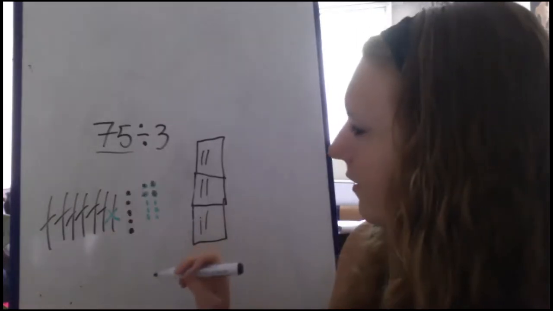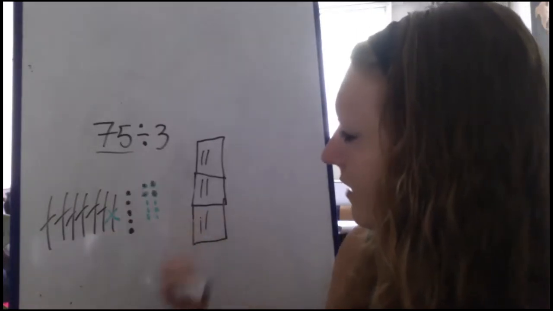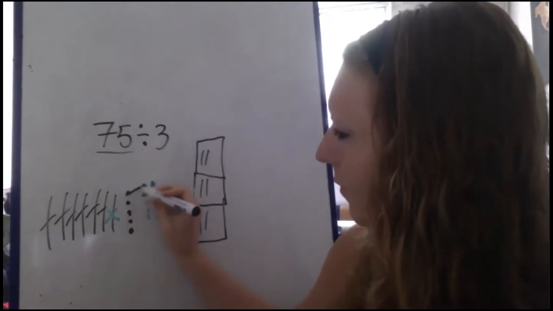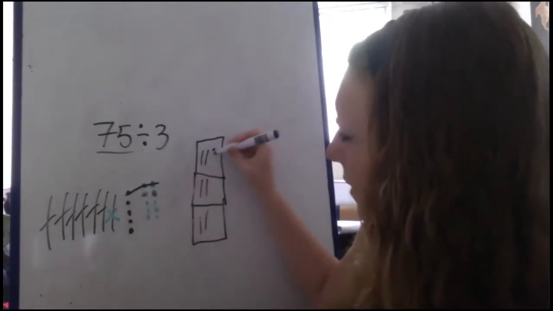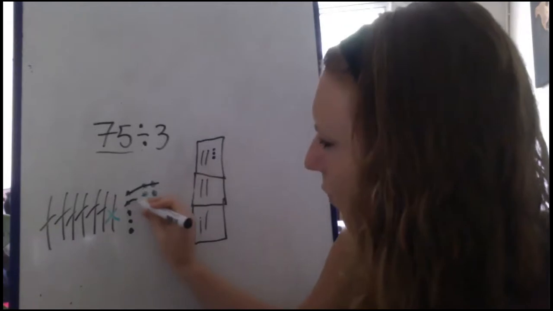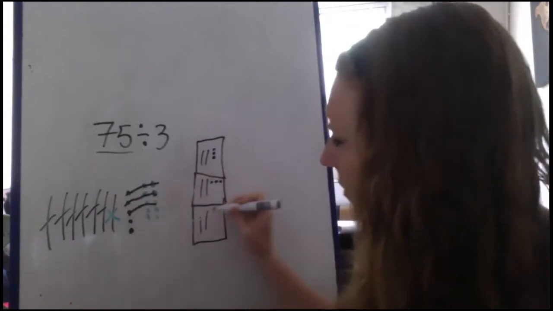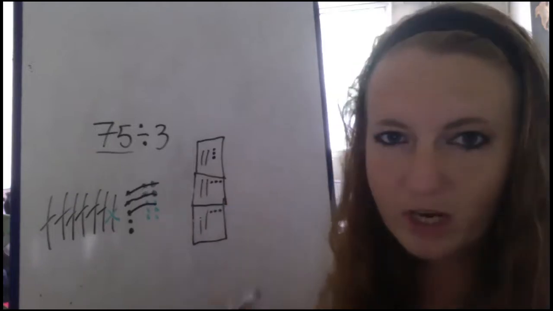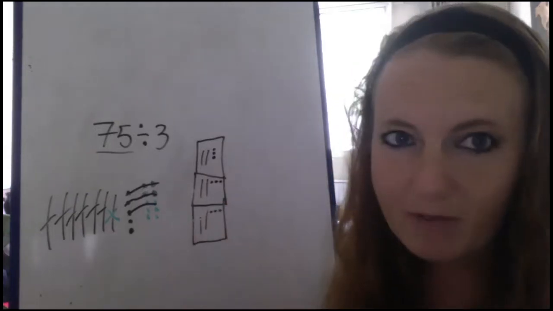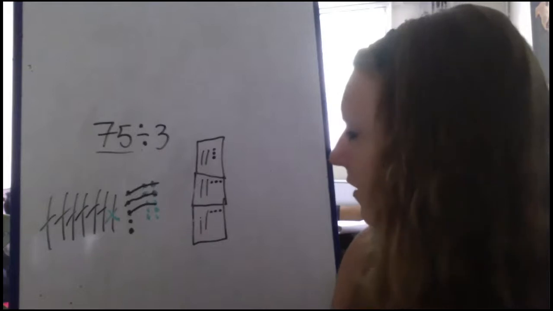So I'm already going to start. Well, I can see that there's kind of groups of 3 here. So I'm going to put 1, 2, 3 in this one. 1, 2, 3. I'm going to put 1, 2, 3 in this one. And 1, 2, 3 in this one. Remember, when we're sharing and doing this with Deans, be very accurate and make sure that you're doing it correctly.